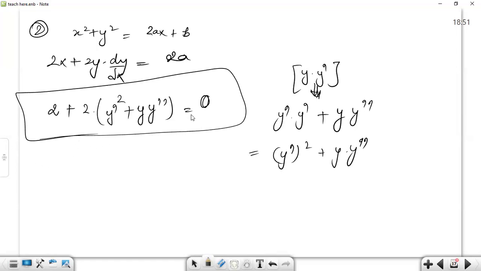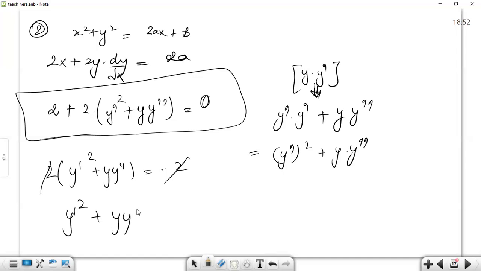Okay, how will we do so? Simply it will become minus 2, then the 2s will cancel each other. That's 2 there. Minus 2, 2 cancels 2, y dash square plus y into y double dash minus 1. This is also our given.